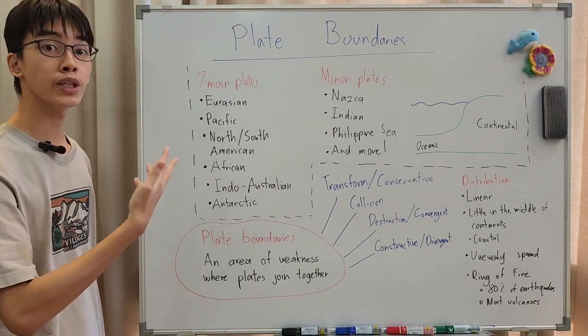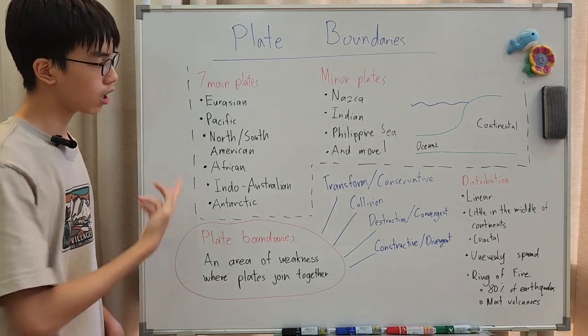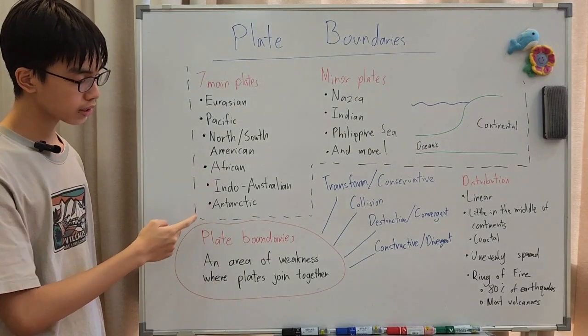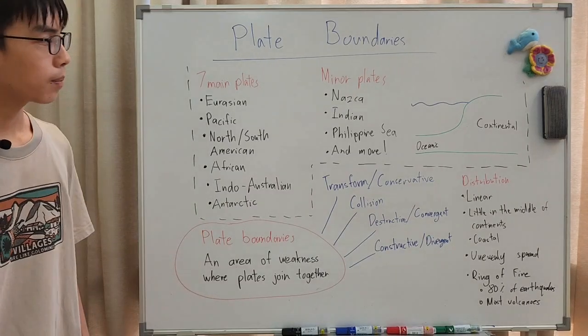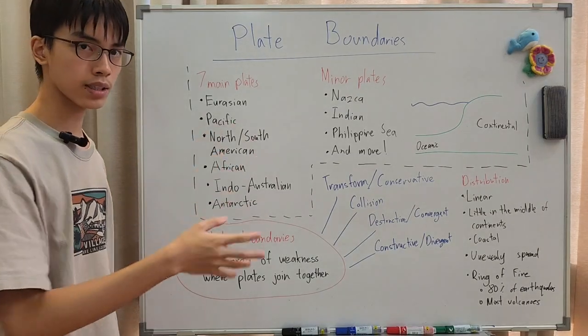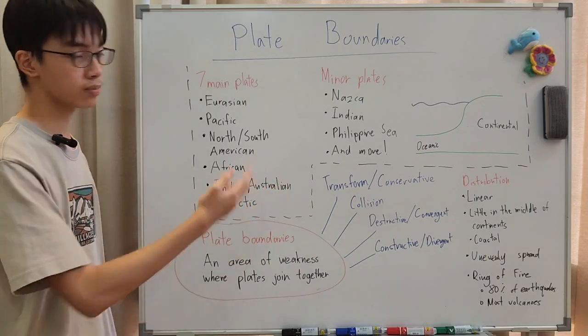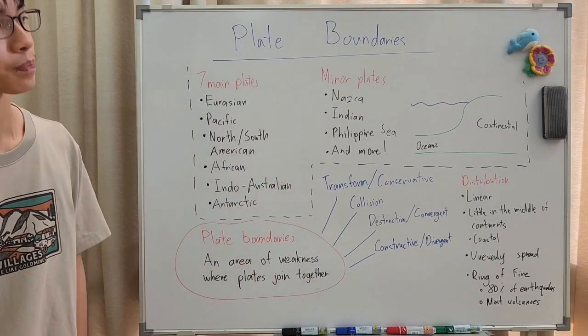There are 7 main major plates, like the really large ones: the Eurasian plate, Pacific, North and South American plates, African plate, Indo-Australian, and Antarctic plates. But it's not just them, there are still minor plates like small ones such as the Nazca plate, the Indian plate, the Philippine Sea plate, and there's many more.